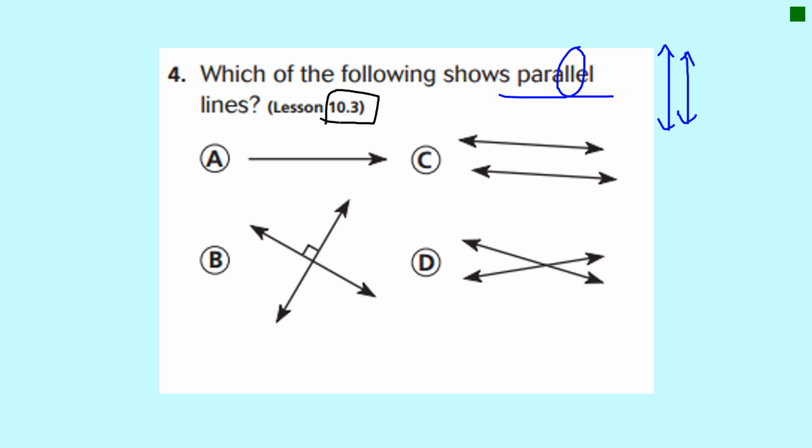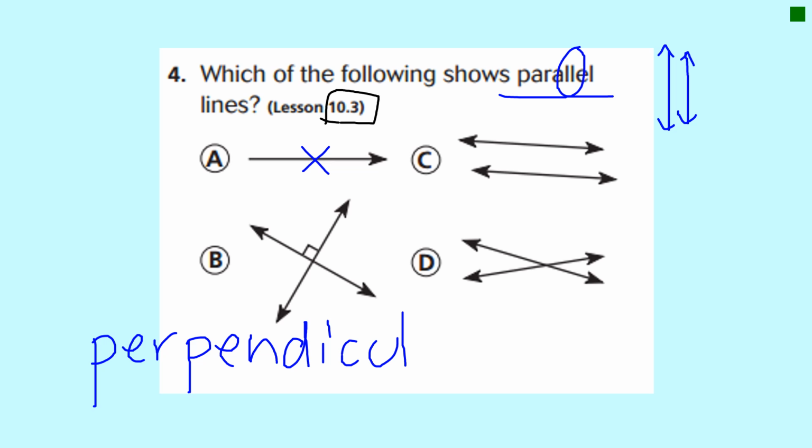Okay, so A, you're just one line. You're not a set of parallel lines. B, oh, what do we have there? Those intersecting lines that create a right angle. Ooh, what's that one called? That starts with a P. Remember? Perpendicular. Yay! Those are perpendicular lines right there. So you're not parallel. C, those look pretty parallel to me, but let me look at D. Oh no, those are intersecting right there. So, C.